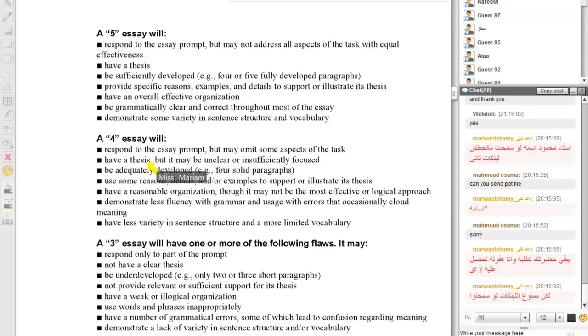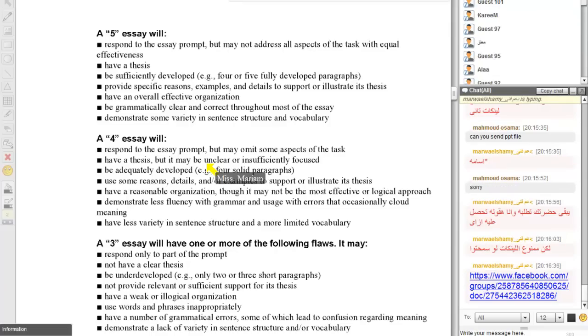To have a thesis, they have a thesis, but it may be unclear or insufficiently focused. They are not focusing on the main idea, on their main idea. And the main idea itself is not clear, it's confused. Maybe the reader will not understand what you mean. So are you for or against? Do you agree or disagree? Are you writing the causes, or are you just trying to highlight them? Or do you prefer this or not?